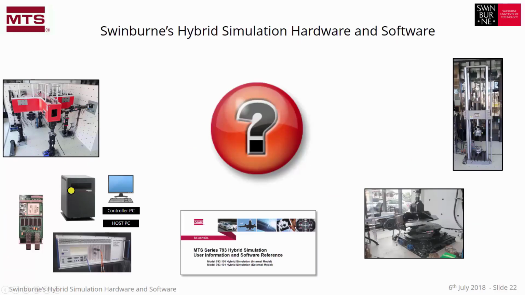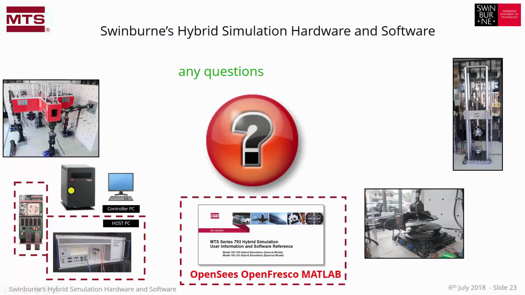So, in this presentation, I've mainly focused, as you can see, on all the electronic hardware and software needed for hybrid testing. There's not a lot of additional hardware and software needed to be added to a standard controller. It's just a high-speed communication interface, a target PC, and a host PC. From a software point of view, we've got the MTS internal or external model software, and then we've got OpenSees, OpenFresco and MATLAB. So that's all the extra hardware and software needed to run a test, and that's what we've got going at present.